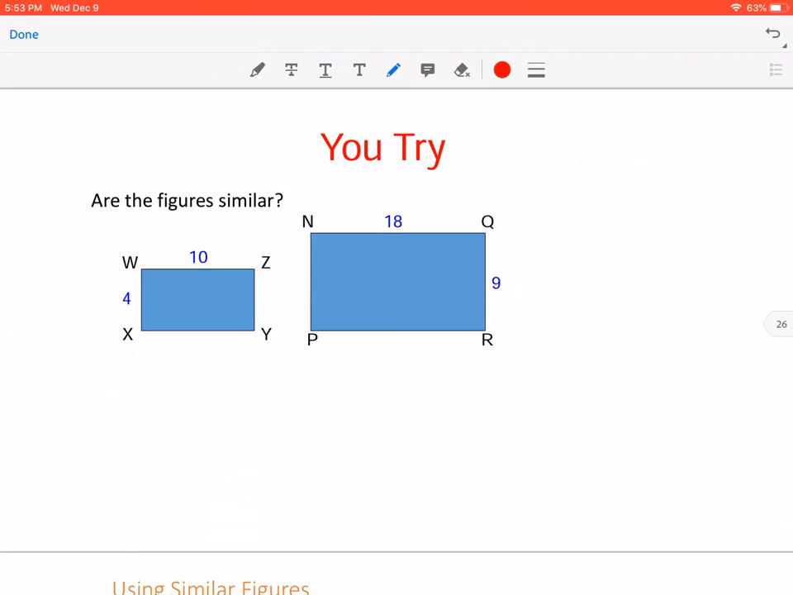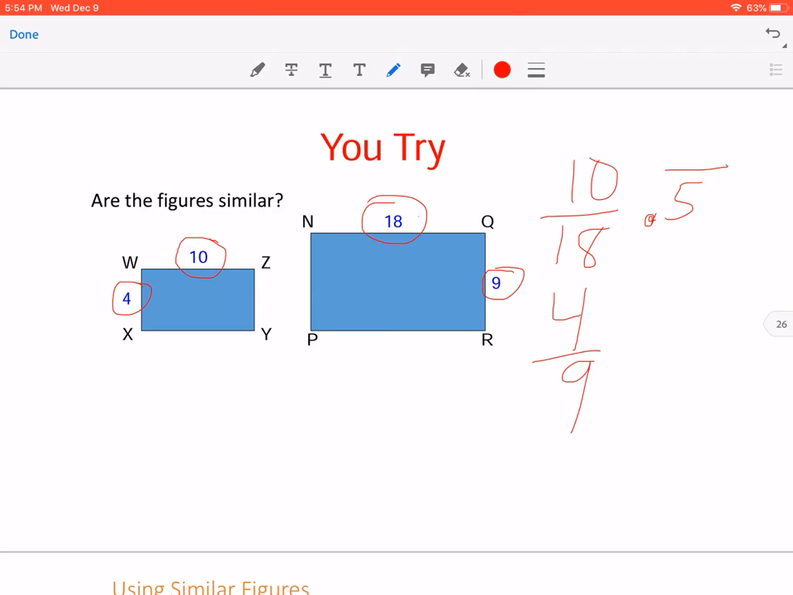Let's look at this one. 10 divided by 18. You could do 18 divided by 10. It doesn't matter. Just make sure you keep them consistent. 10 divided by 18. 0.5 repeating. Alright, so 10 over 18 should be the same as 4 over 9. If not, it's not a match. 4 divided by 9 is 0.4 repeating. We have a problem. They don't match. So are they similar? No. Just because they look similar doesn't mean they're similar. Alright?